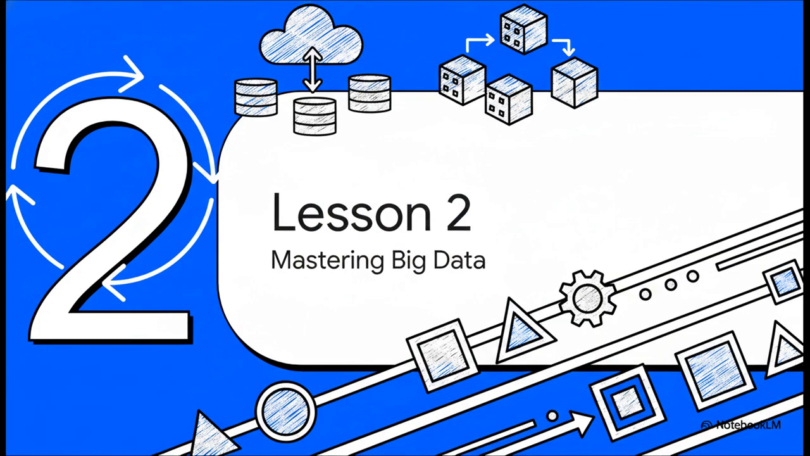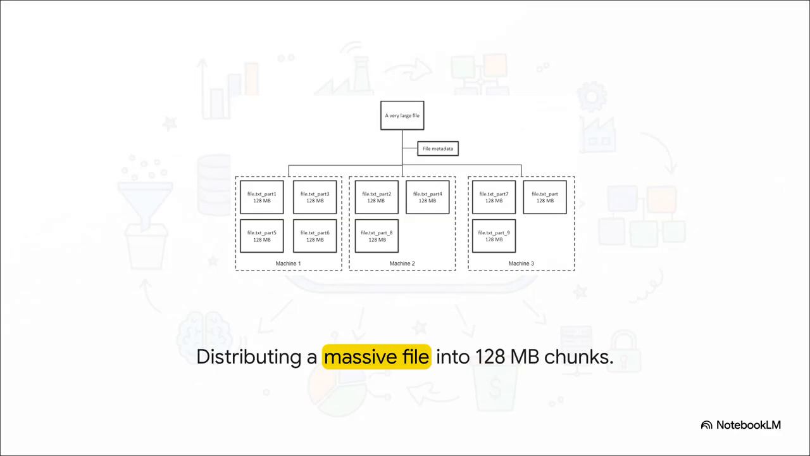Lesson 2. Mastering big data concepts. Shifting our focus now from what is big data to how do we actually process the stuff, we really need to understand the core secret of big data storage. Think about it. How do you store a 1 petabyte file when your standard hard drives are only a few terabytes? Well, you don't store it in one place. Instead, a massive file is broken down into small 128 megabyte chunks. These file parts are then distributed, essentially at random, across a massive cluster of multiple machines. And a smart metadata layer simply keeps track of where everything lives.